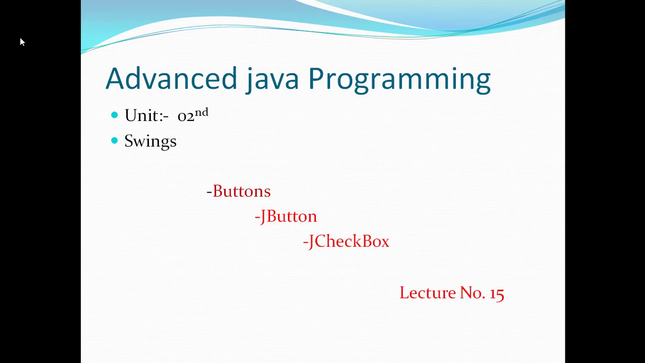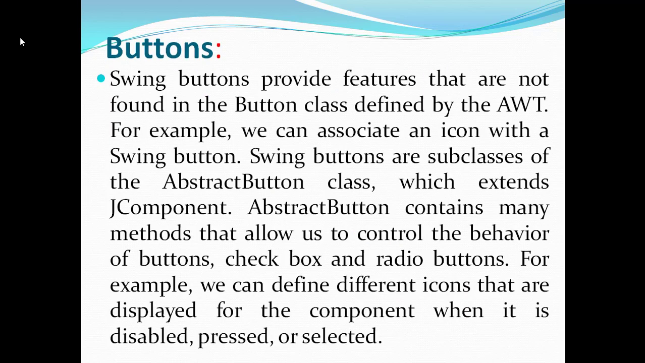Hello friends, welcome back. We are studying Advanced Java Programming Unit 2 Swings. In previous lectures, lecture number 14, we have studied icons, JLabel, JTextField, JTextArea. From these controls, the next two controls we are going to study in this lecture: JButton and JCheckBox. Buttons.